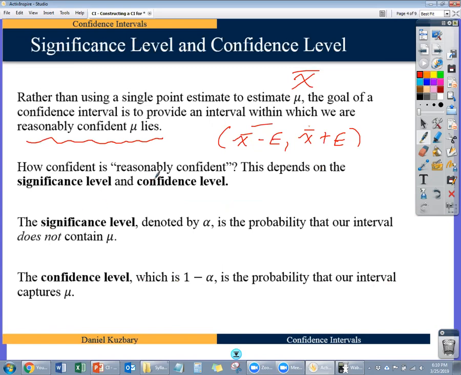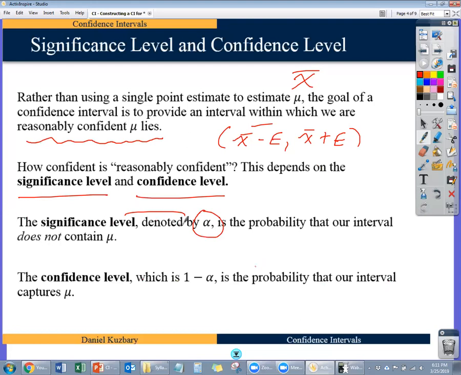Now, what do we mean by reasonably confident? I just kind of made these words up. What we mean is I'm confident to a certain point, which is dependent on what's called my significance and confidence level. So these are two terms that are important when you're doing a confidence interval. The significance level, which is denoted by alpha, is the probability that our interval does not contain mu. So I'm taking a sample, I'm making an interval from the sample, and there's a certain probability that I'm wrong when I make my interval.